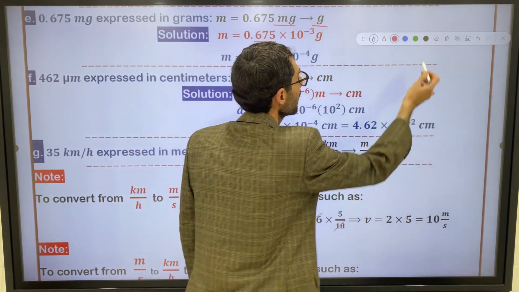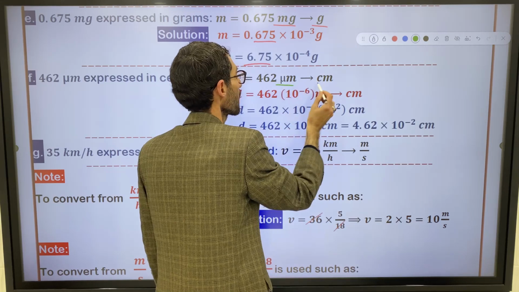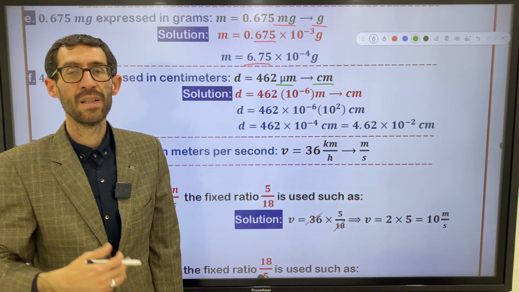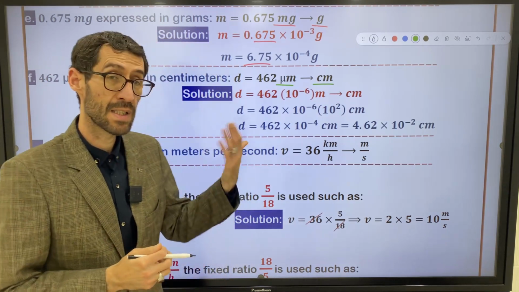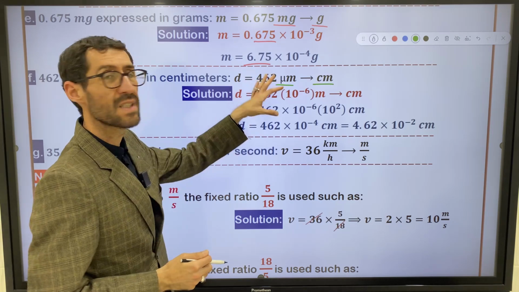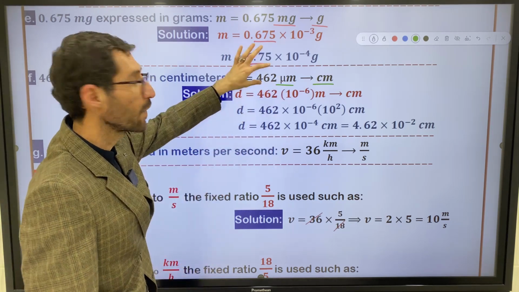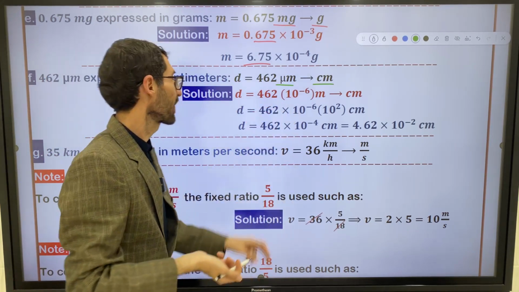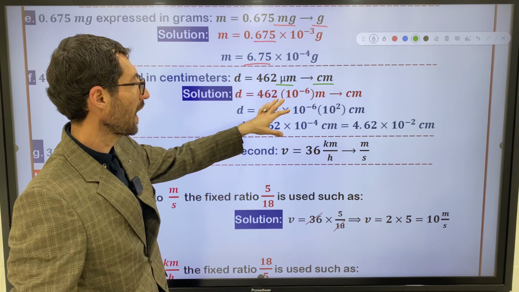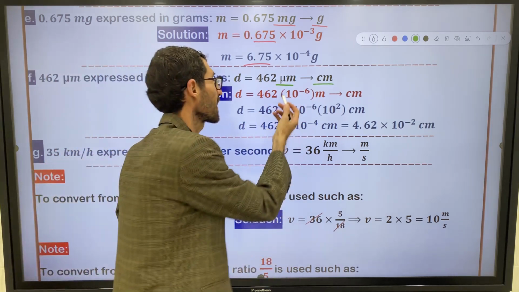Micrometer to centimeter. In both figures, we have prefixes. That's why it takes more than one step. The first step, without thinking, just write the value of micro, which is 10 to the power negative 6. So 462 times 10 to the power negative 6 meters.